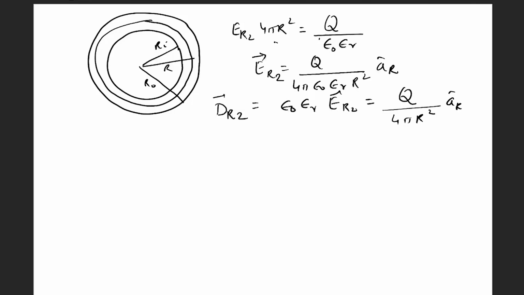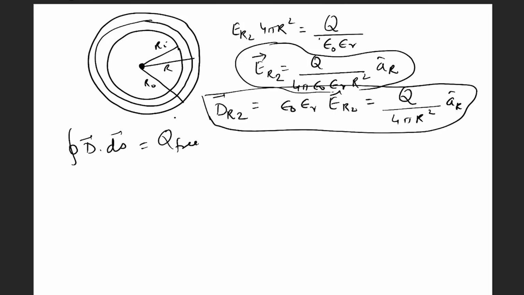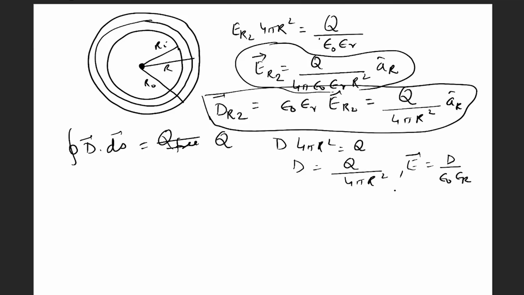Now you might wonder how I directly wrote this E_r2. No need to worry, you can use this form of Gauss law, where we only bother about the free charge density. We know that D dot ds will give you only the free charge, and the free charge is simply this q. Due to symmetry D will be radial, so D 4 pi r squared is equal to q. So D is simply q by 4 pi r squared, and from this we can find E is simply D by epsilon naught epsilon r. So E is equal to q by 4 pi epsilon naught epsilon r r squared a_r.